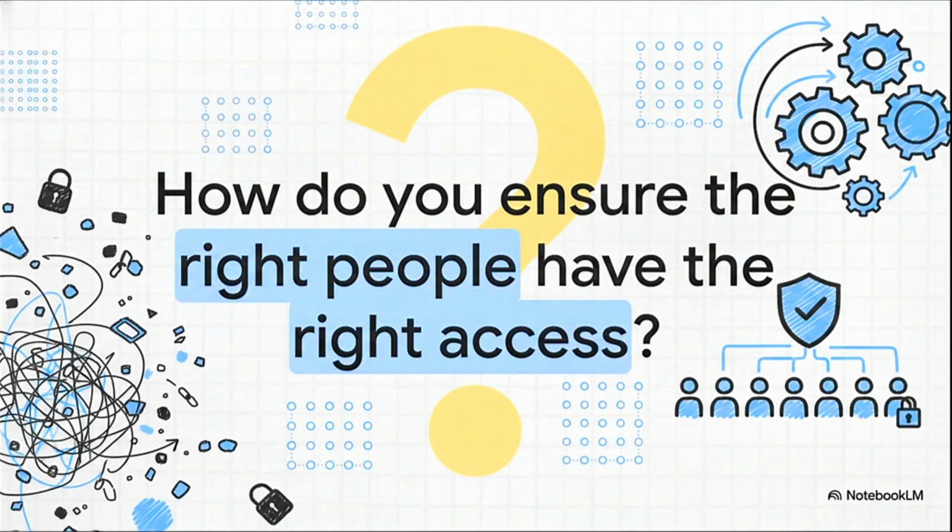This is the core question, isn't it? If you get this wrong, you're looking at potential data breaches, compliance failures, the works. But if you get it right, you unlock productivity and you secure your company's most important digital assets. So, how do we wrangle this tangled mess and turn it into a clear, manageable system of control?